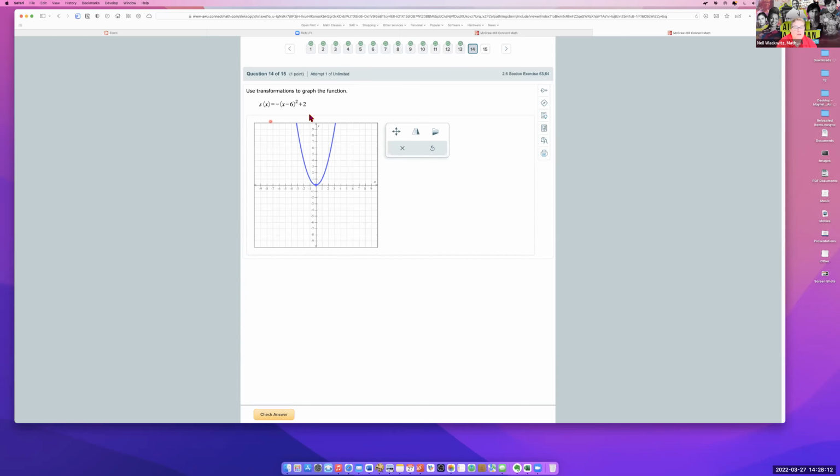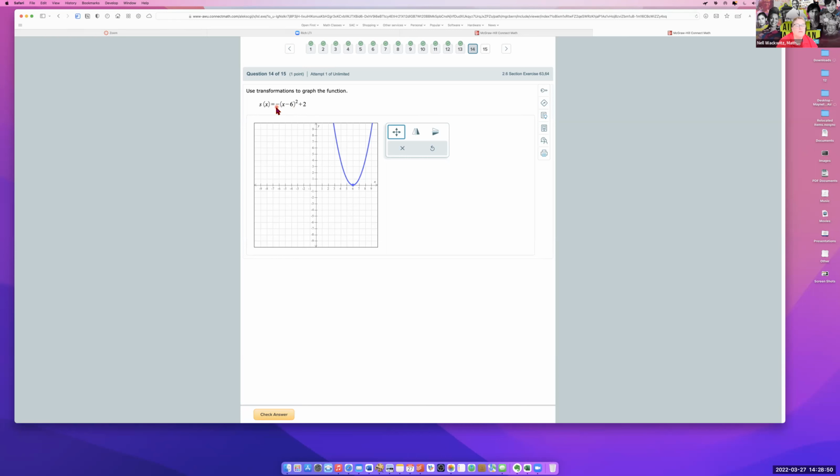Okay, these, I want you to think of the order of operations for transformations. If there is one, we always do a horizontal translation first. If we're subtracting 6 inside the function, is that left and right? Yeah, and do we go left or right if we're subtracting 6? Excellent. So I'm going to take my parabola and move it right 6 units.